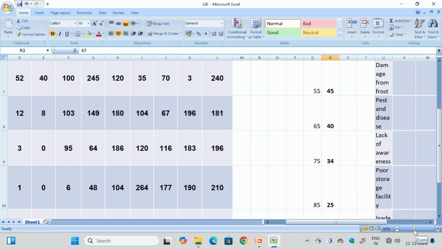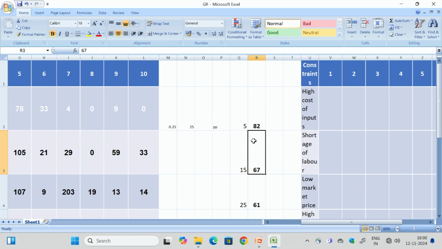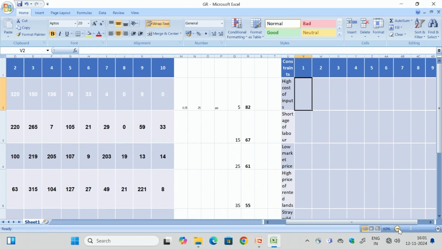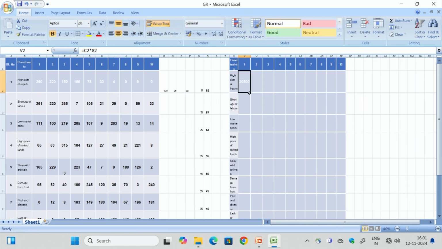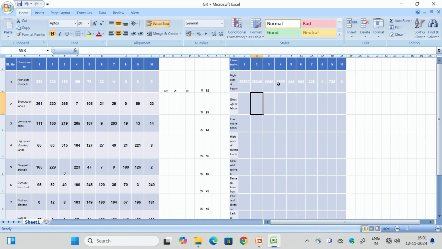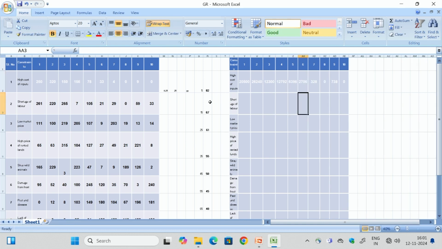Then what you need to do is calculate the next table, which is based on multiplying the frequency data with the Garrett value. What is the first frequency data? You need to do equal to this one into 82. Okay, so you get this one, then if you extend it in this way.